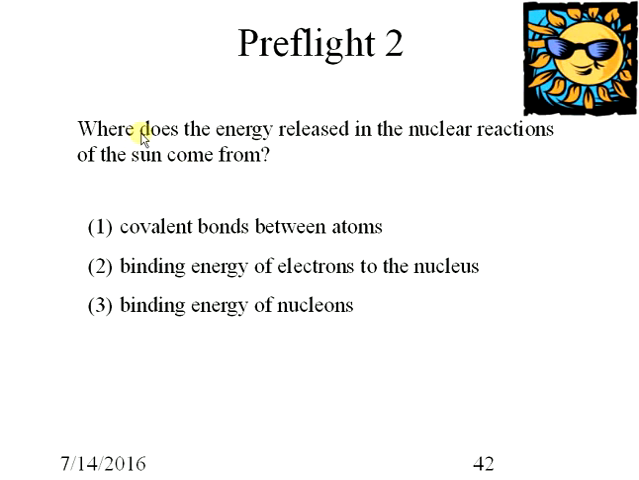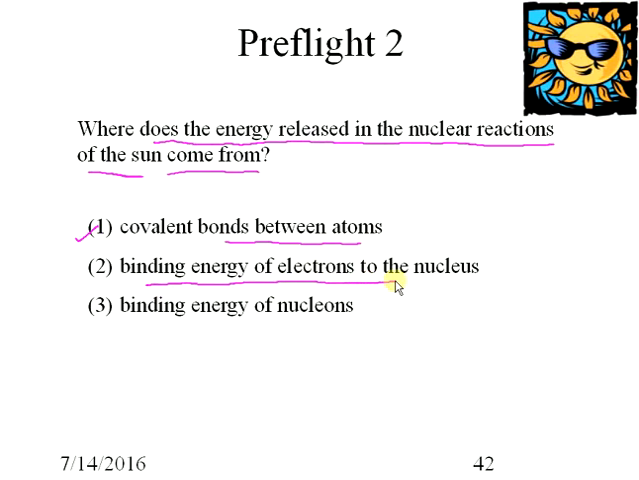One more question: where does the energy released in the nuclear reactions of the sun come from? Covalent bonds between atoms, binding energy of electrons to the nucleus, or binding energy of the nucleons?